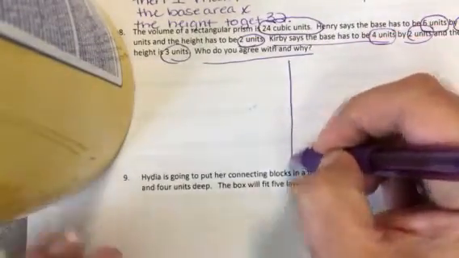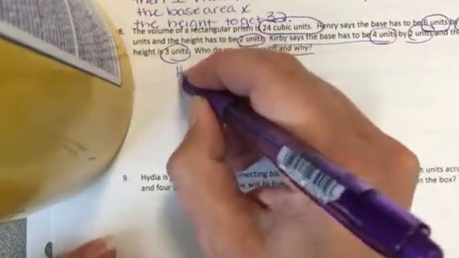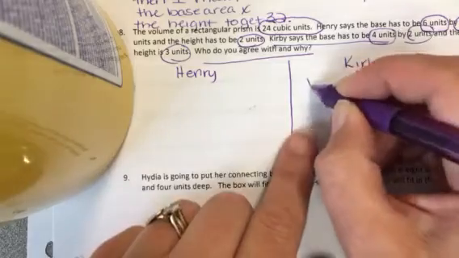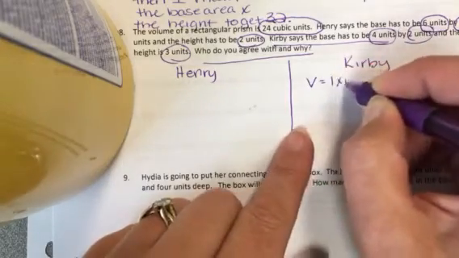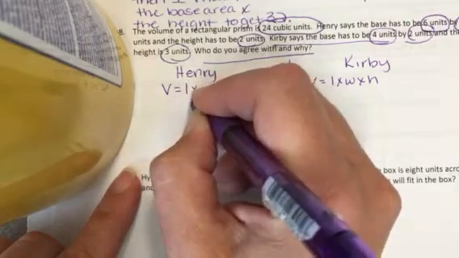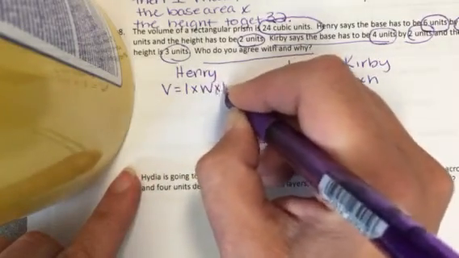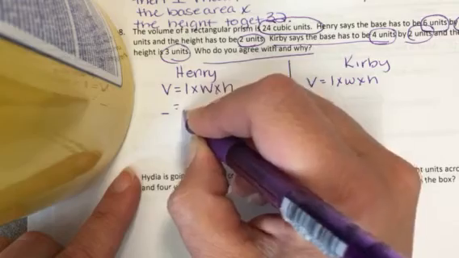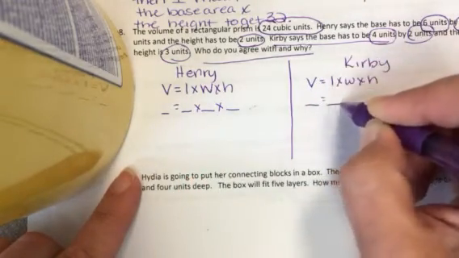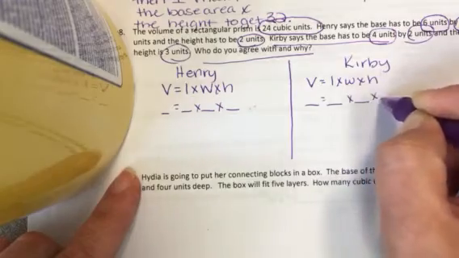So I'm going to split this up into Henry and Kirby. Show my work for both and then look at it. So here's my information. Did you write down your formulas? So on this test tomorrow, I better see that this is what you're doing. We have to show our work and get into good habits.